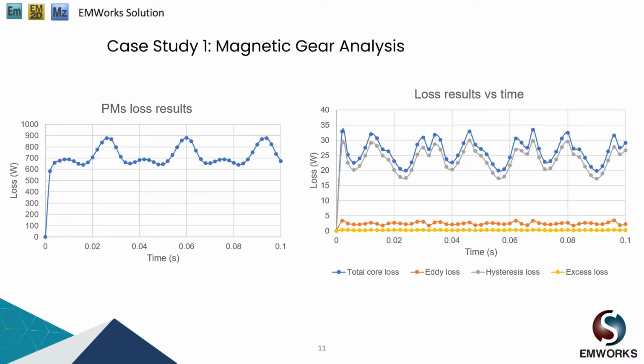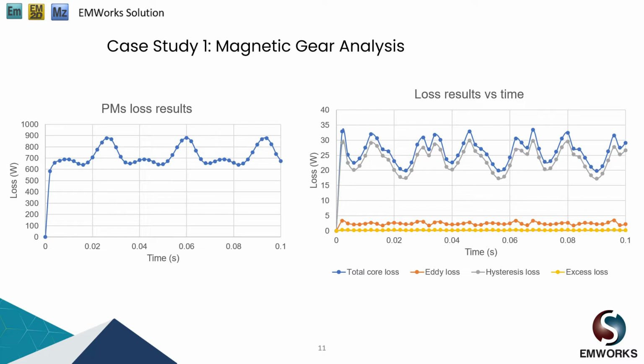Okay, so overall, 2D analysis is enough and sufficient to get all the needed data and results for such an application. So you can run, analyze, and optimize your magnetic gear system using 2D analysis.